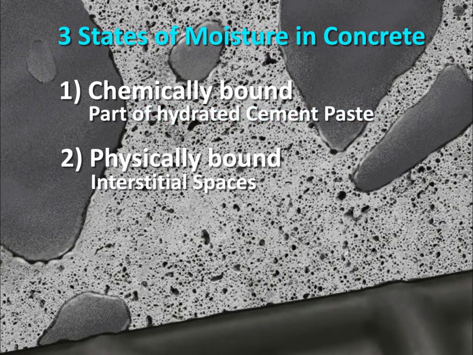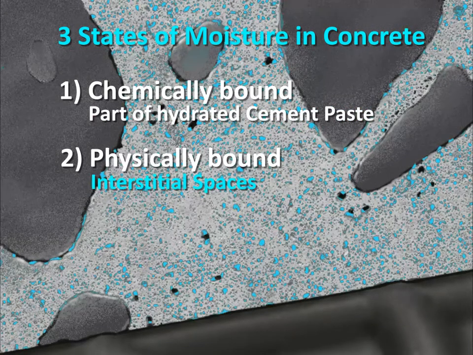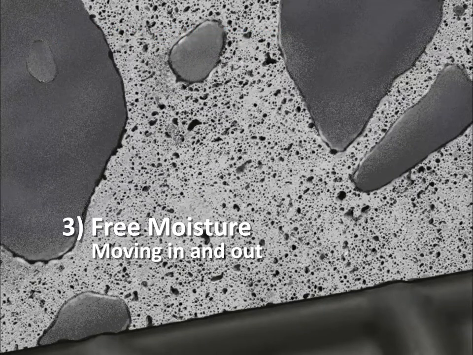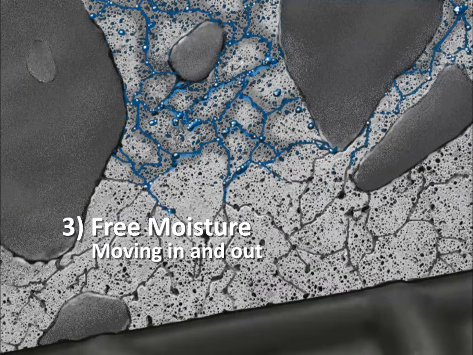The second is physically bound in the interstitial spaces. The first two cannot move. And the third is the free moisture moving in and out of concrete. And this is the transport system for corrosives.